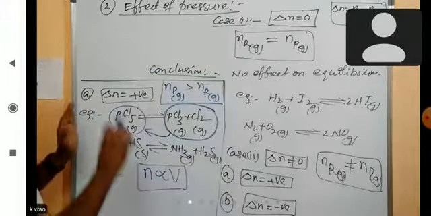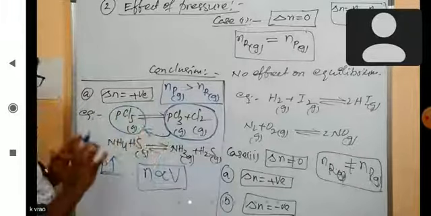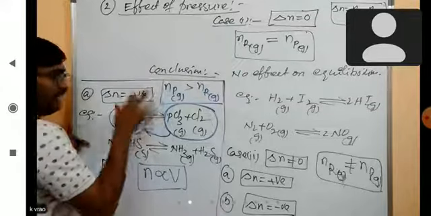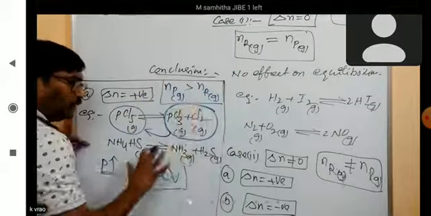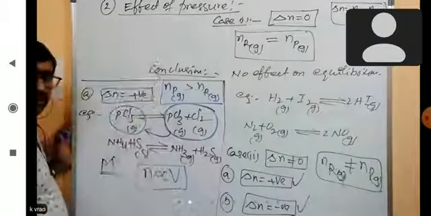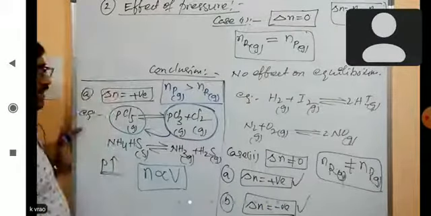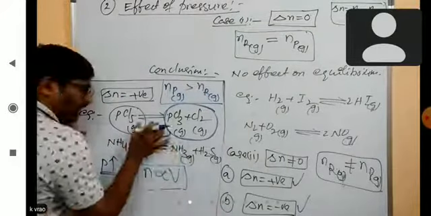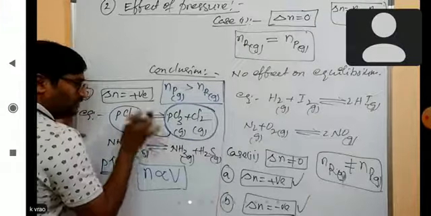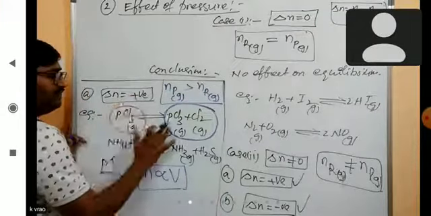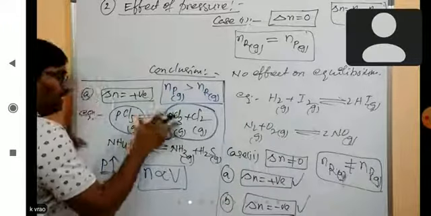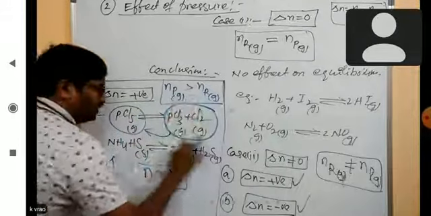So in this case, if you apply pressure, it has an effect and the equilibrium will get disturbed. When the delta n value is not equal to 0, it automatically has a pressure effect, whether delta n is positive or negative. The equilibrium will get disturbed, and the disturbance is nullified by the reaction shifting in the forward or backward direction. Now I increase the pressure of this reaction.